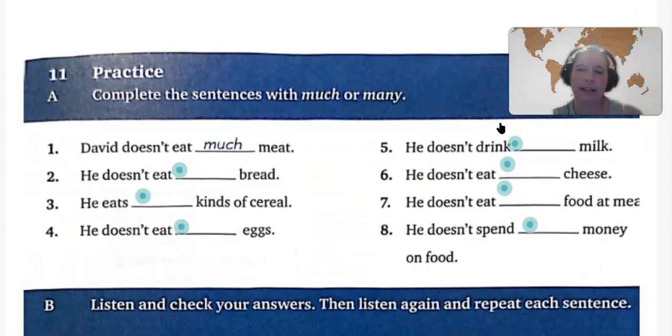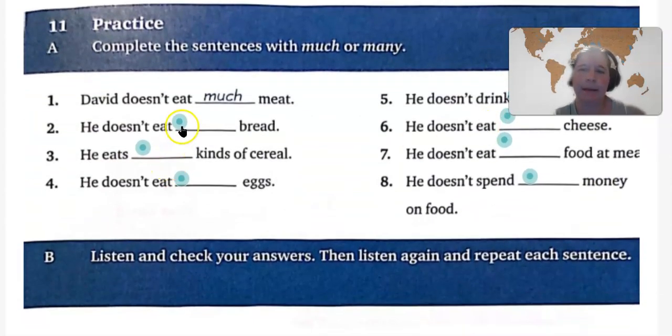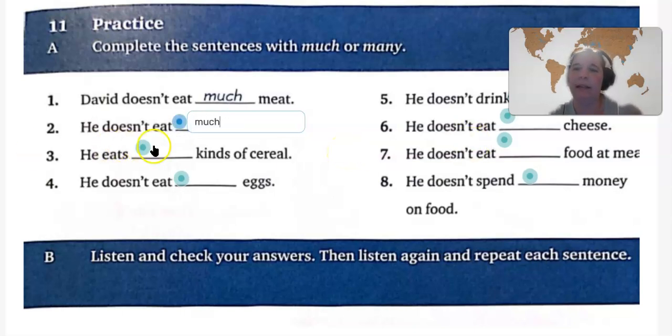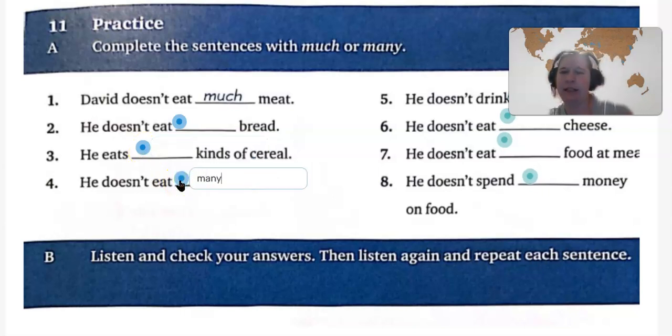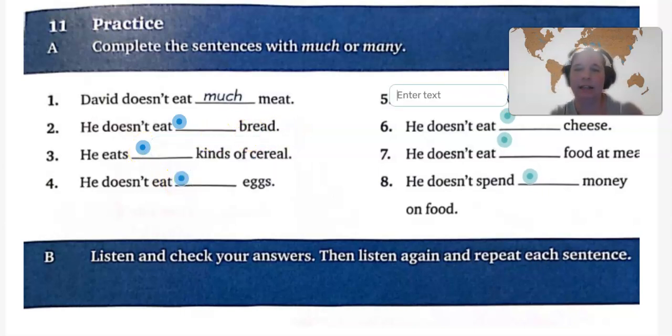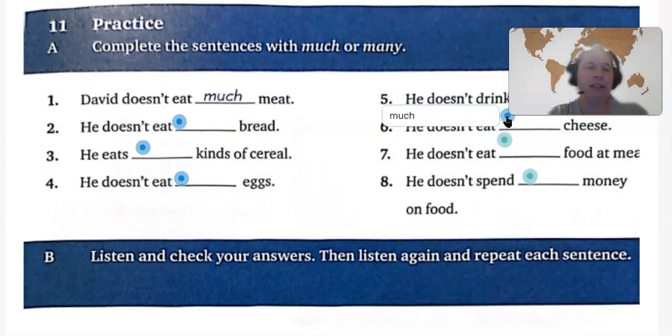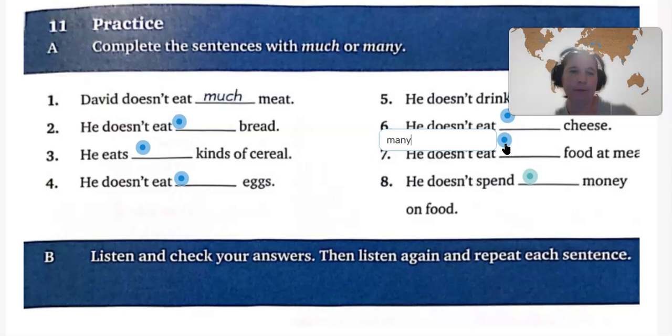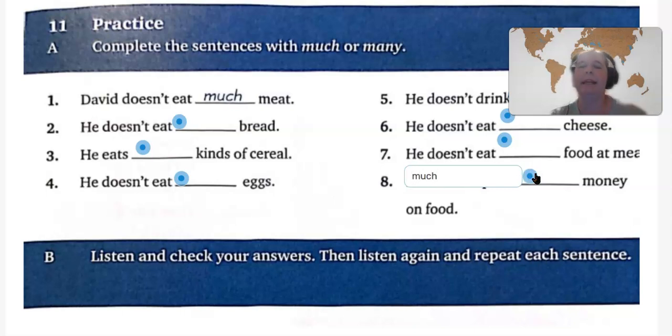Okay, let's practice. He doesn't eat much bread. He eats many kinds of cereal. He doesn't eat many eggs. He doesn't drink much milk. He doesn't eat much cheese. He doesn't eat many foods at meals. He doesn't spend much money.